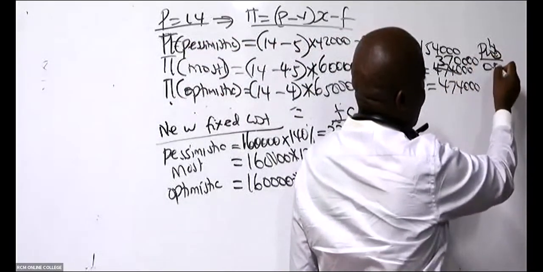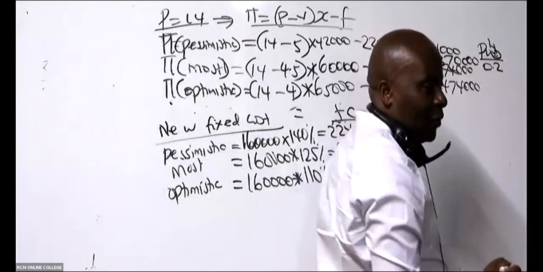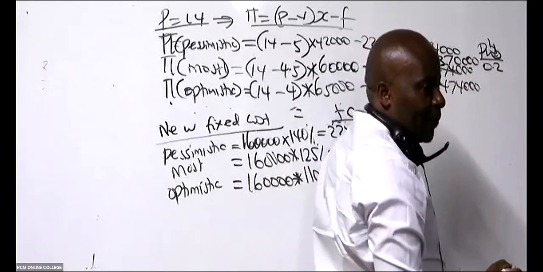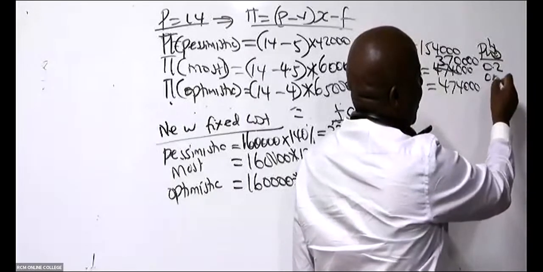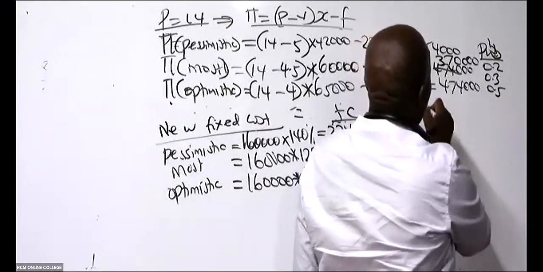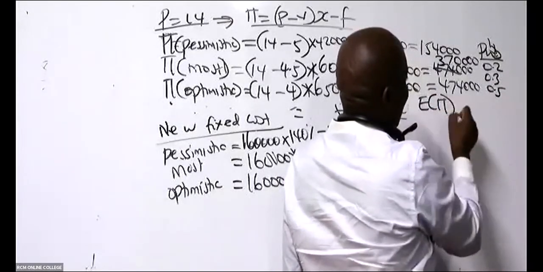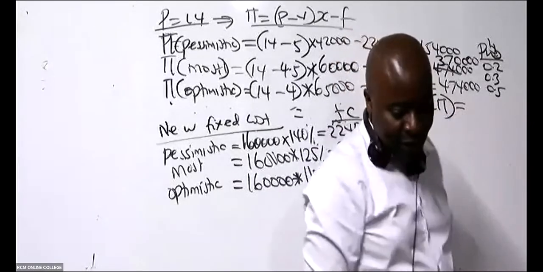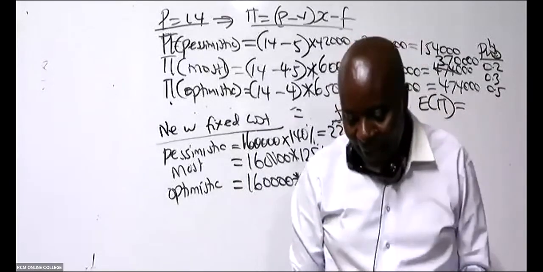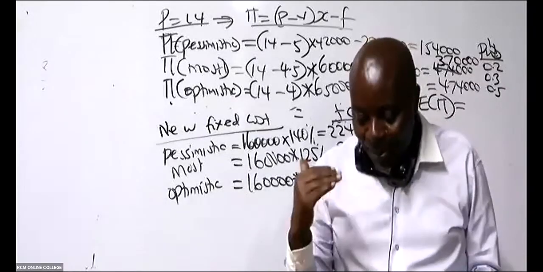So we have here 0.2. Is it 0.2 or 0.3? The first one. 0.2, 0.3, and then 0.5, isn't it? Go ahead and give me expected profit. Expected profit. Yeah, already Purity.